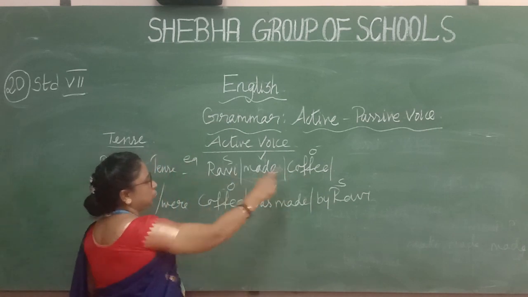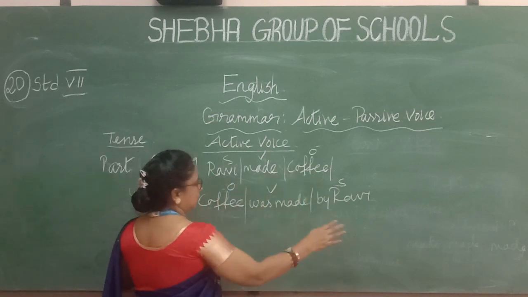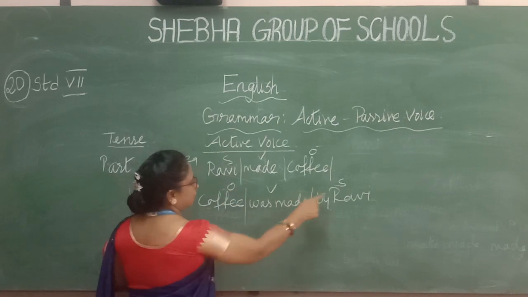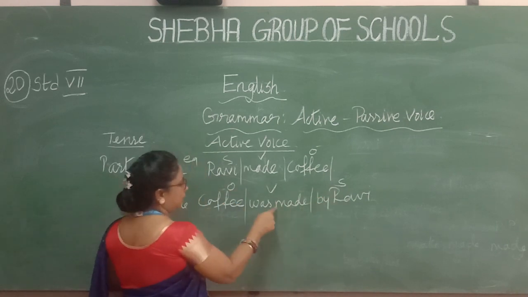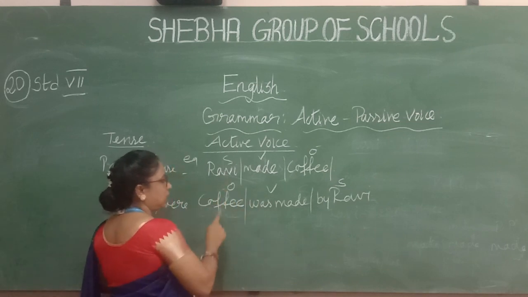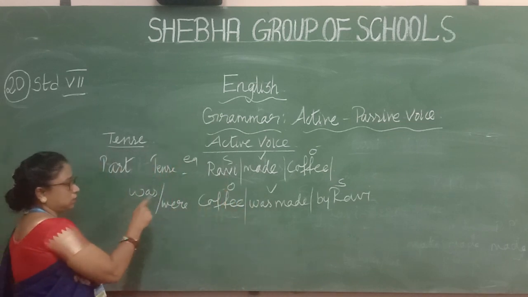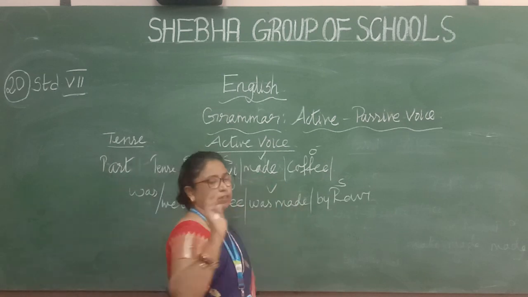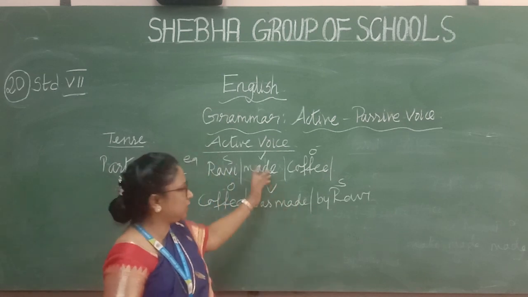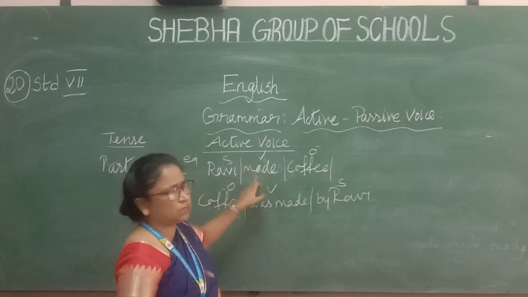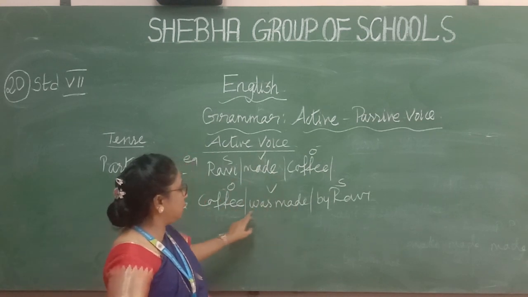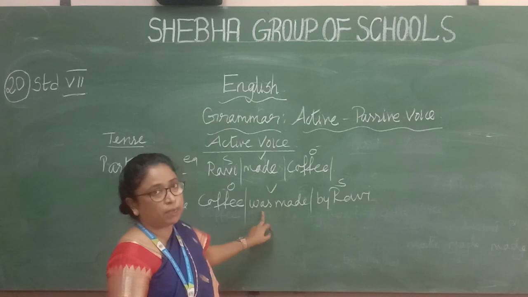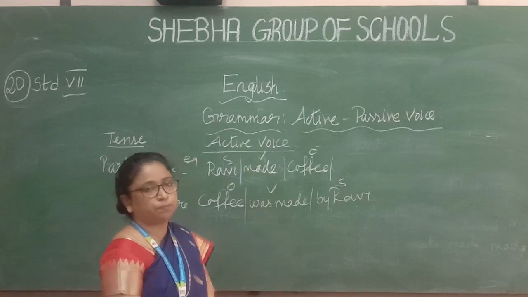So SVO will change to OVS. So I changed, immediately I changed. O will come here, S will come here. By Ravi I finished writing, and this is into past participle. And now coffee, I told you it is singular. So what will I use for singular? Was. So coffee was made by Ravi. Got that now? So this is past tense. Nothing you must do, just see the verb. Verb is in past tense. Okay, bring it down. This is participle. This only you can find out, whether it is present tense or past tense in the passive voice.